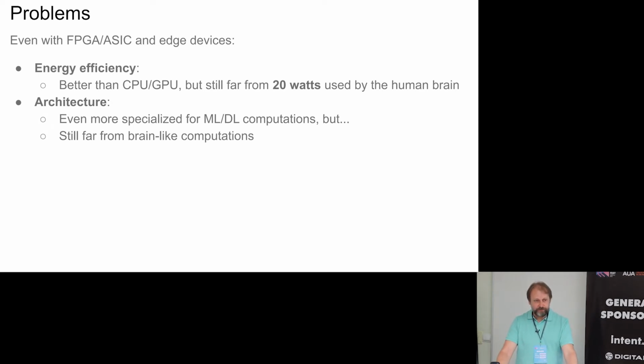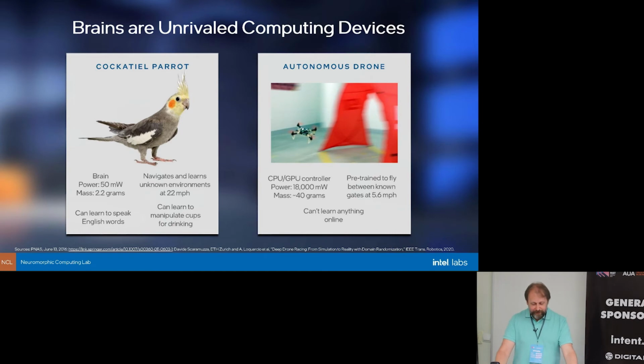Current architectures are very specialized on matrix computations, but we want to have some more brain-like computations, and of course there are special chips for that. I took this slide from some of Intel presentation. I like it. Let's compare Parrot with Drone. Parrot has a much smaller brain that consumes much lower power, and it can do great and amazing things that our drones still cannot do. How to fill this gap between biology and artificial systems?